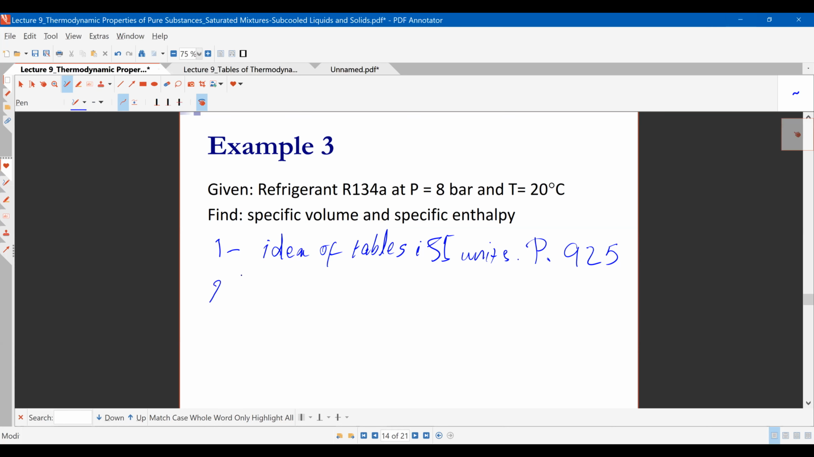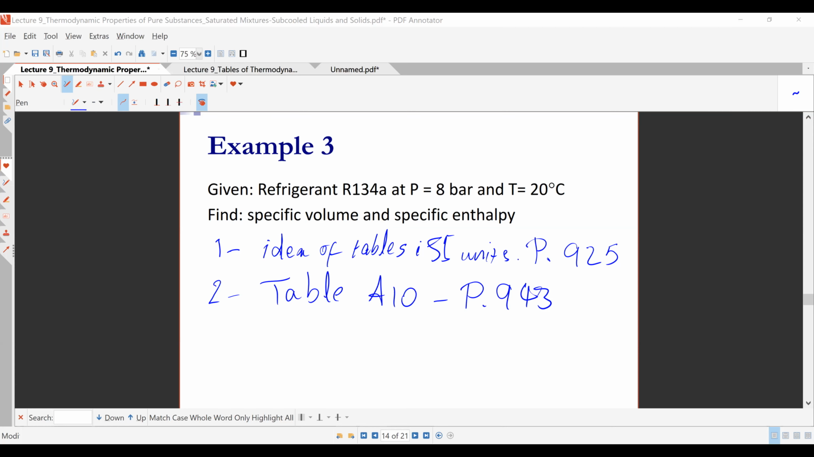Second step, look at table A10 on page 943. Let me see what I have on this page. Keep in mind that I don't know beforehand if my properties are saturated liquid, subcooled liquid, superheated vapor, or what. So I need to define the phase of the material at the first step.